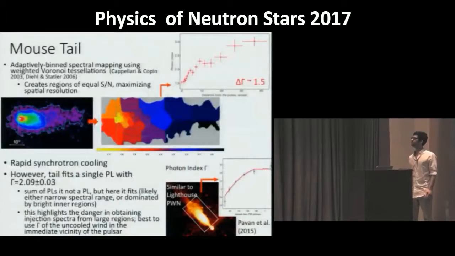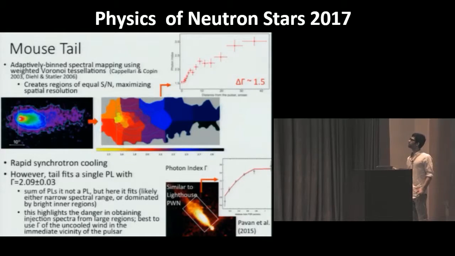So the Mouse Pulsar Wind Nebula in X-rays is bright enough that we can produce an adaptively binned spectral map of this one. And that allows us to create regions of equal signal-to-noise ratio, which maximizes the spatial resolution for a certain signal-to-noise. And we see here there's rapid synchrotron cooling over a 45 arc-second extent. Gamma almost doubles from about 1.6 to 3 over this extent.